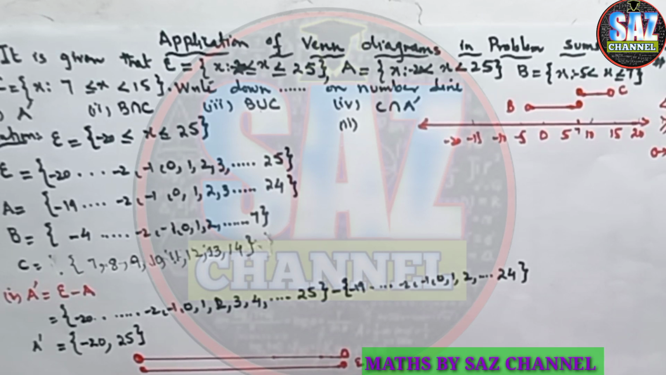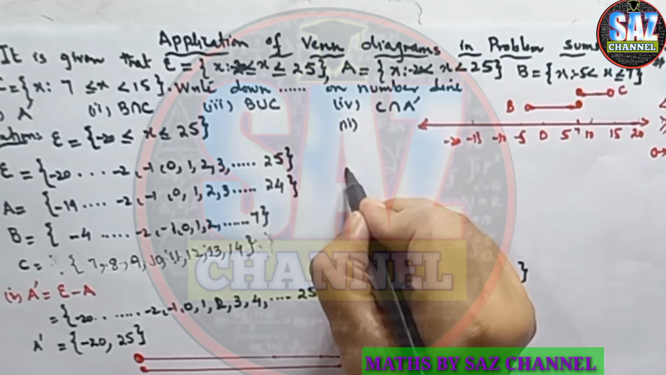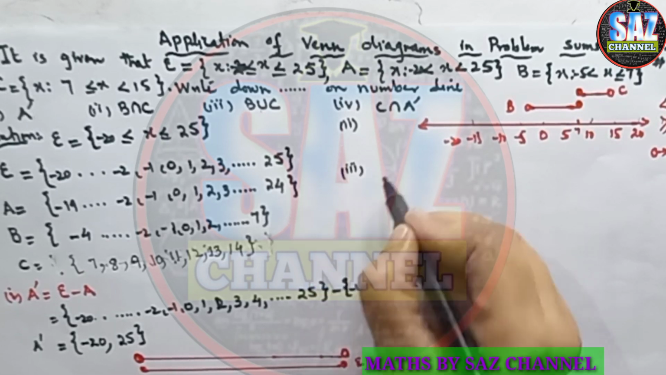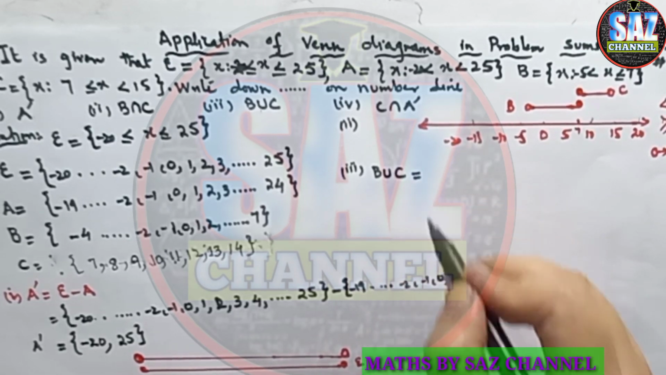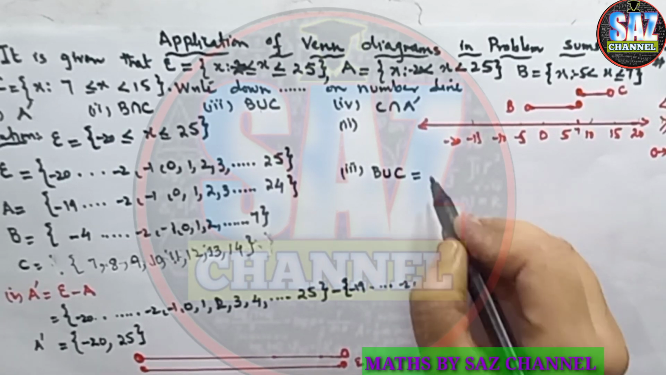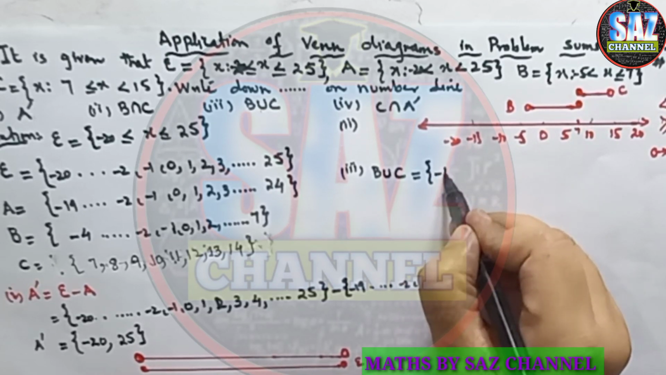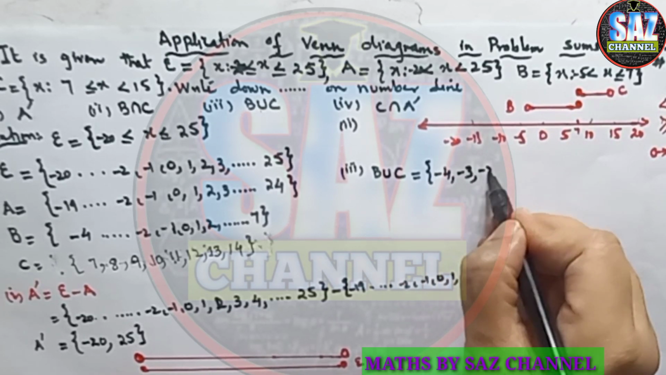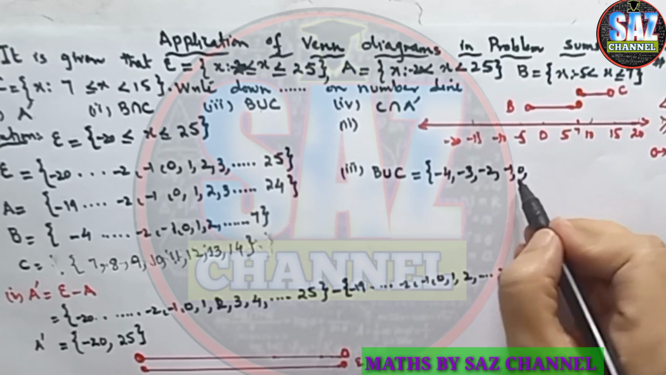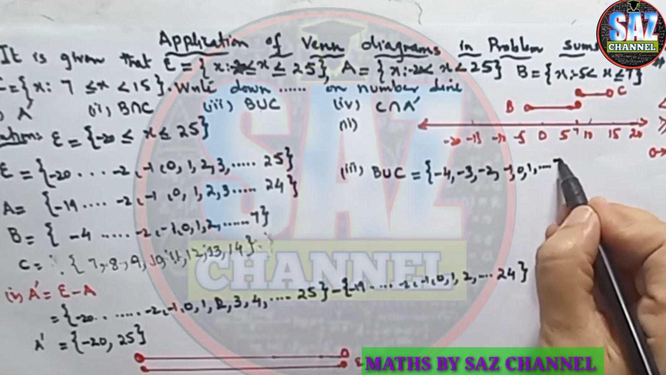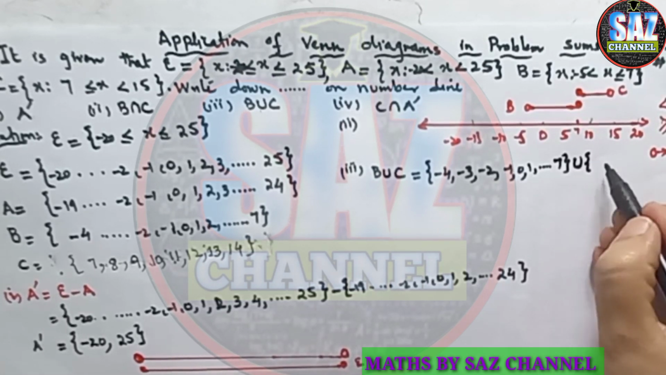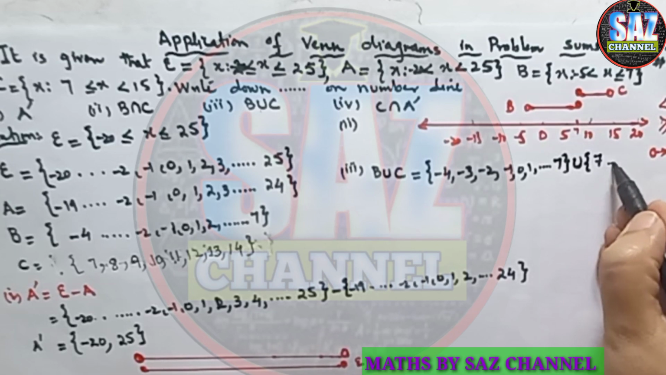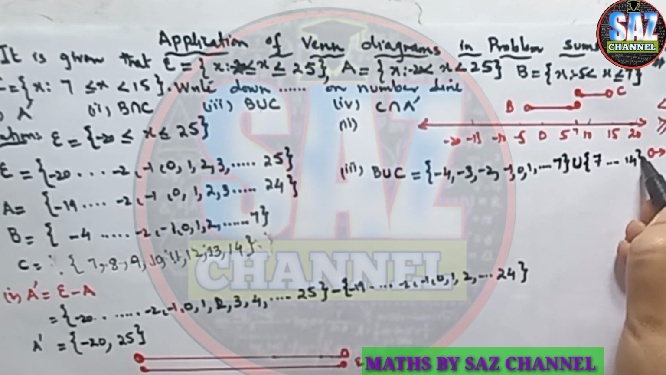Moving to the next part, that is the third part, B union C. Quickly write down the elements of B, which are minus 4, minus 3, minus 2, minus 1, 0, 1 until 7, union, and recall the concept of union. It's starting from 7 and it's ending at 14.